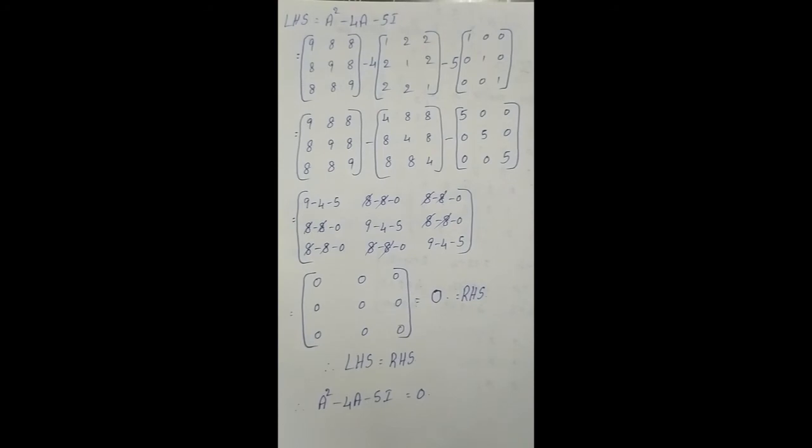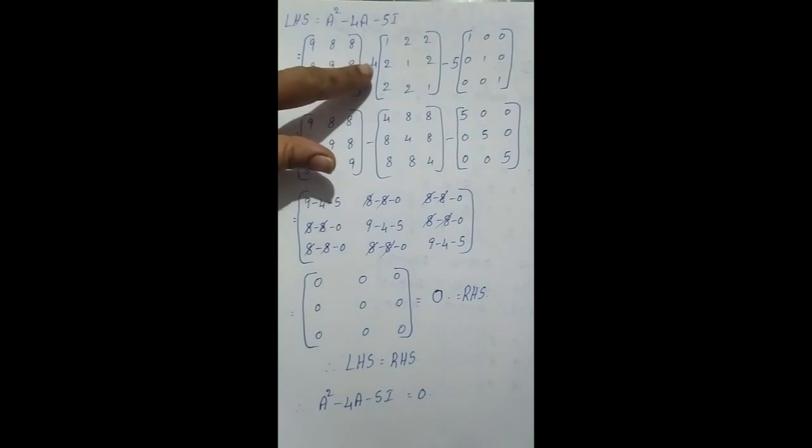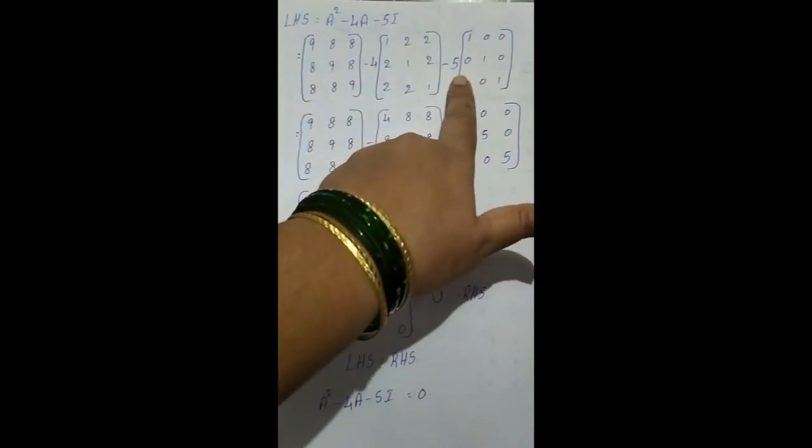In this problem, we are given the matrix A, and we already know the identity matrix I. By using that, we have to show the LHS and RHS values are equal. In LHS, the statement is A square minus 4A minus 5I. But A square is not known. For that, first we find the A square value and then substitute all the values in LHS. Here, after substituting, we multiply this matrix with 4, this matrix with 5.